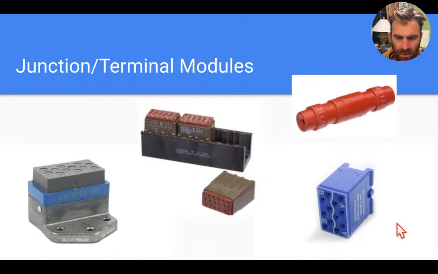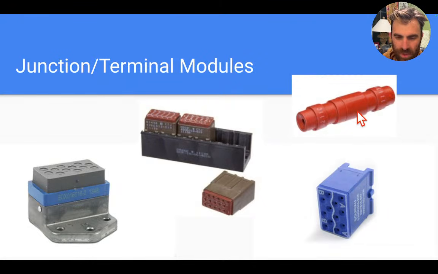Okay, and you can see here, this one at the bottom right, there's a little line that separates the two circuits. So on the left side, all of these wires that are pinned into this section of the connector would be continuous to each other. And then on the right side, on the other side of the line, those would be continuous to each other, but they would not be continuous between the two sides. So yeah, that's one example of a terminal or junction module.